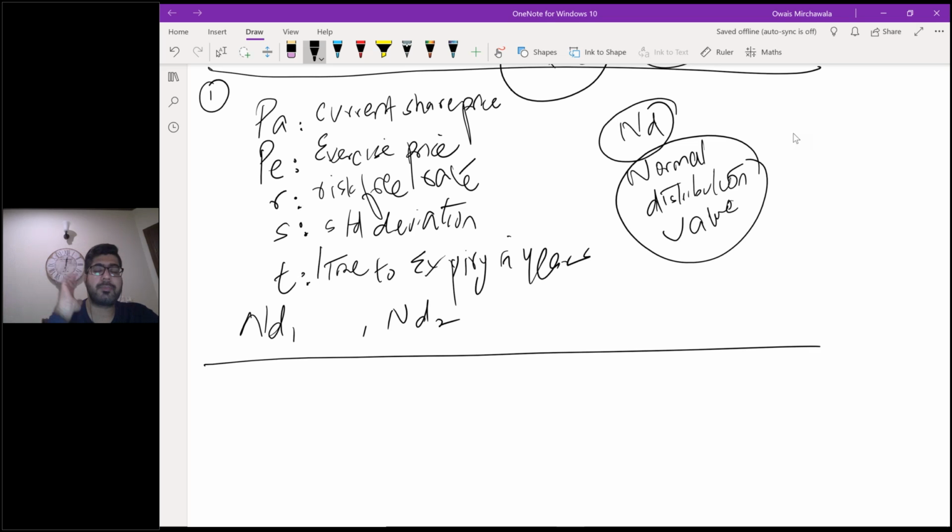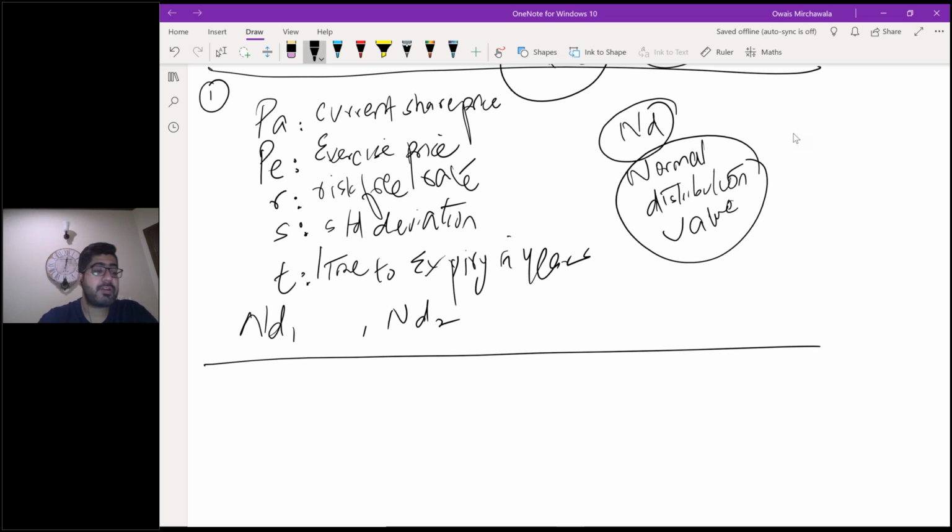This is the normal distribution value. Okay, this ND stands for normal distribution value. This normal distribution value is computed through a table, and you will be given that table in the exam as well.